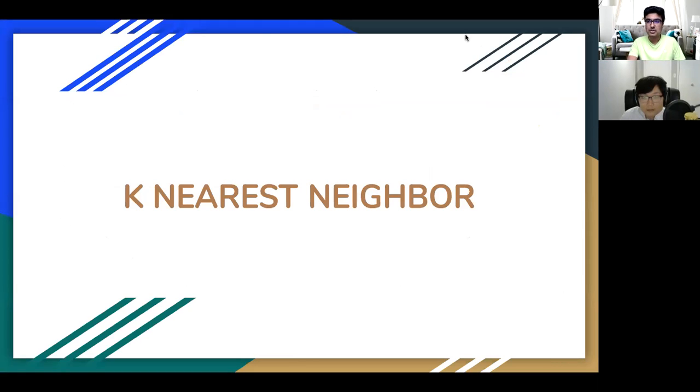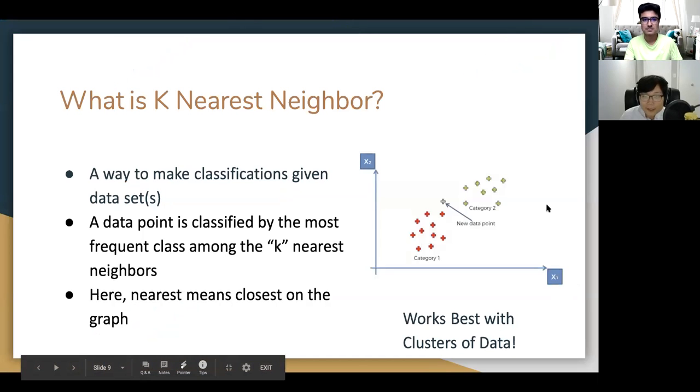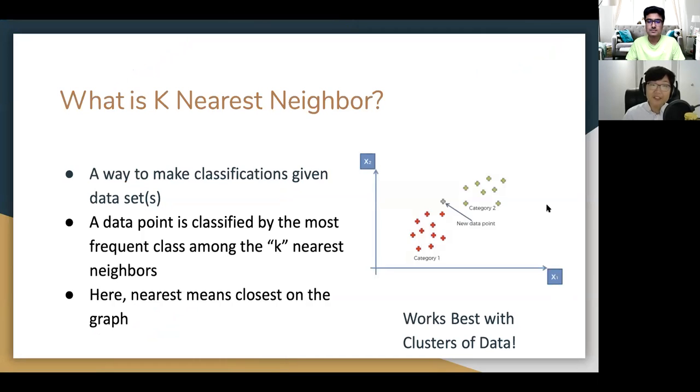All right, so let's talk about what the k-nearest neighbor algorithm, or KNN for short, is, and how it compares to what we learned about last time. What is k-nearest neighbor? It is, for the most part, a way to make classifications given data sets. Now, there's also a way to assign numbers, but we'll talk about that in a bit. Just think of it as a way of putting things into groups.